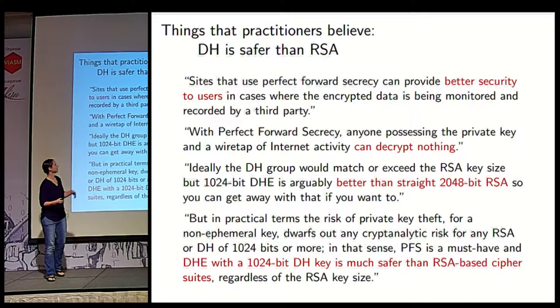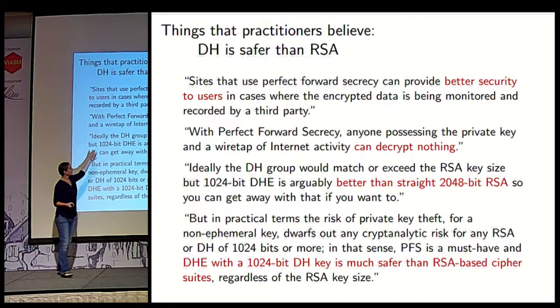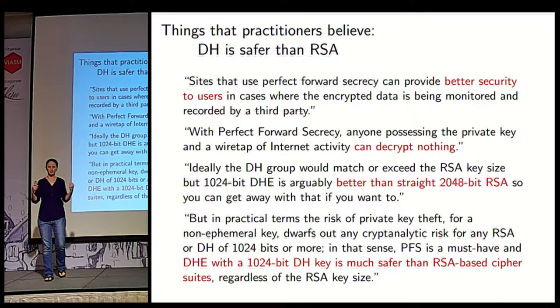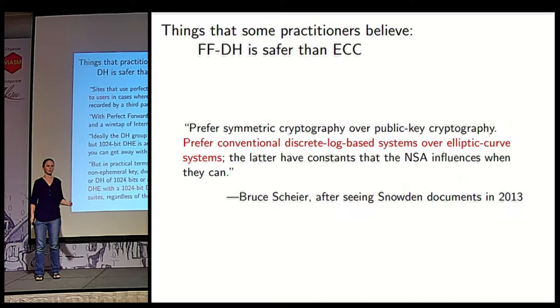Perfect forward secrecy provides better security. Anyone possessing the private key in a wiretap of the internet activity can decrypt nothing. 1024-bit Diffie-Hellman is better than 2048-bit RSA, is much safer than any RSA cipher suite. So there was a lot of movement towards everybody should move to Diffie-Hellman key exchange and away from RSA.